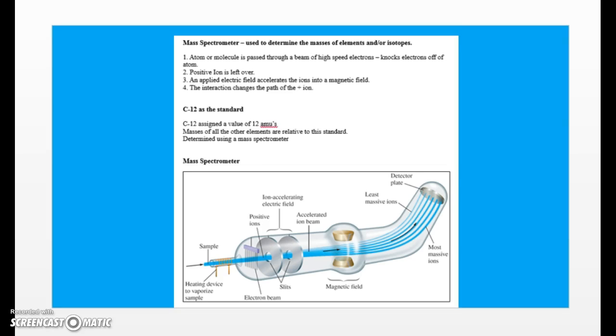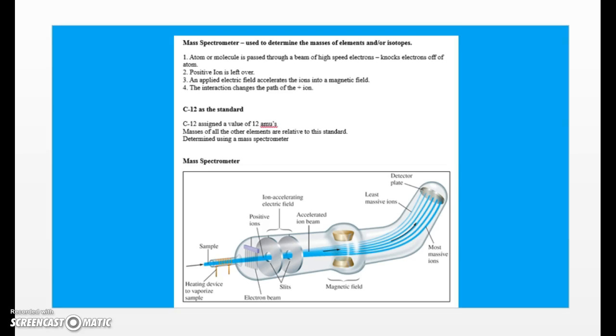In this first lesson here, we're going to talk about a mass spectrometer briefly. These are used to determine the masses of elements and/or isotopes. These are very complex instrumentation. Basically, we're just going to talk about the very basics of this instrumentation. There's obviously a lot more that goes on, but just the basics so you understand.